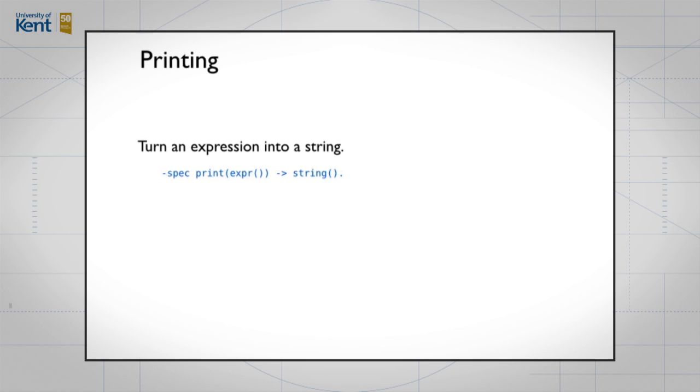First of all, what we can do is write a spec which says what type the function that we're going to write is. And what this spec says is that there's a function print that takes as an argument an expression and it returns as a result a string. So there we've said what our intention is. That's the type of what we want to do.